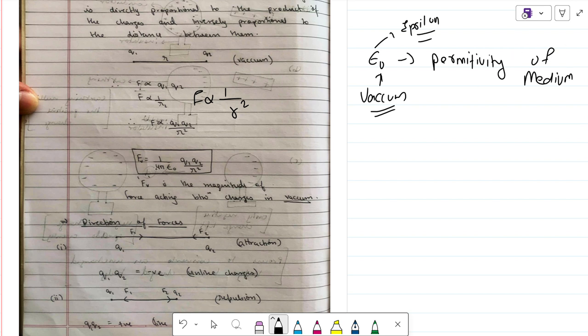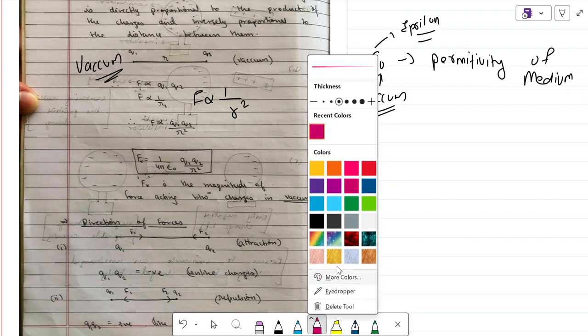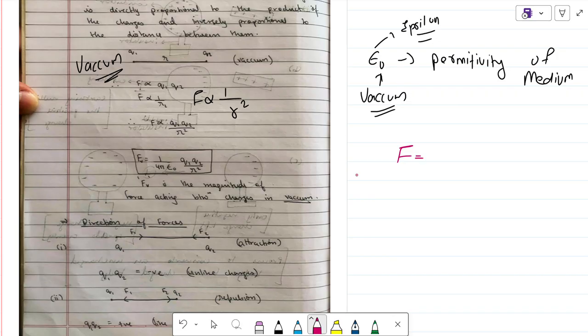So coming back to the force equation again, F is equal to the constant 1 upon 4 pi epsilon naught into Q1 Q2 by r square. Given that these two charged particles are placed in the vacuum, and the charged particles are point size in nature, there is a simple force equation between the two charges. The magnitude of the force is given by F equals 1 upon 4 pi epsilon naught Q1 Q2 by r square.